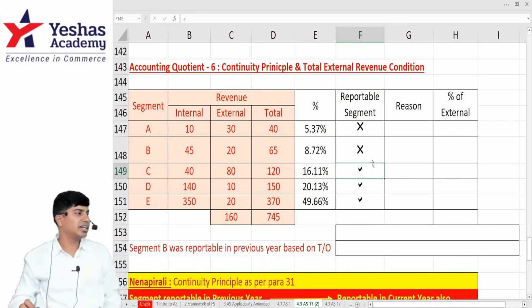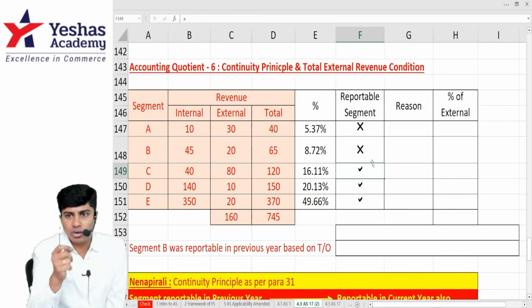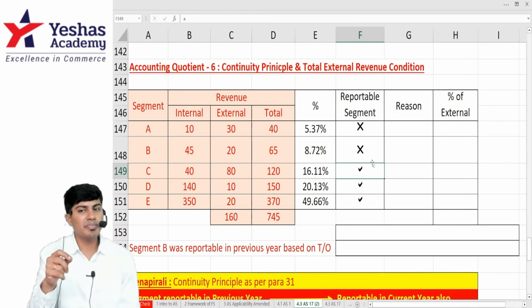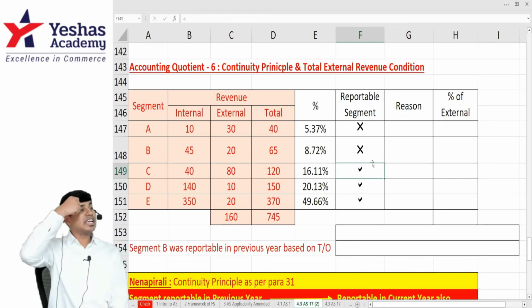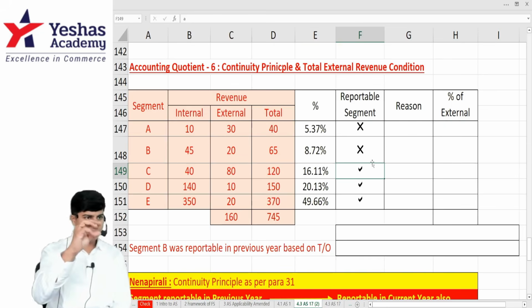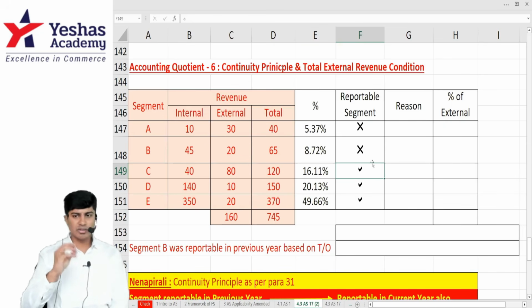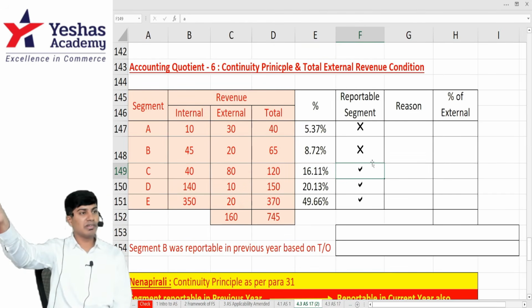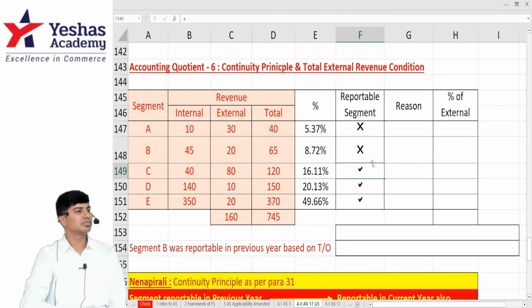Now, help me understand this. The new condition for accounting standard 17 is called continuity principle. What does it say? If a segment is reportable in the previous year, I'll tell the rule in simple language and then I'll complicate it. I'll tell you the easiest way to remember. First, if the segment is reportable in previous year, the segment will be reportable in current year also. I'll repeat. If the segment is reportable in the previous year, it will be reportable in the current year. Very easy.